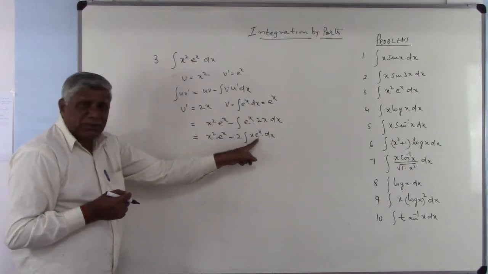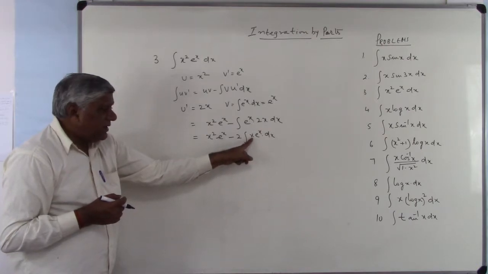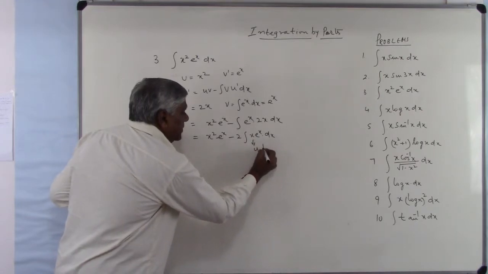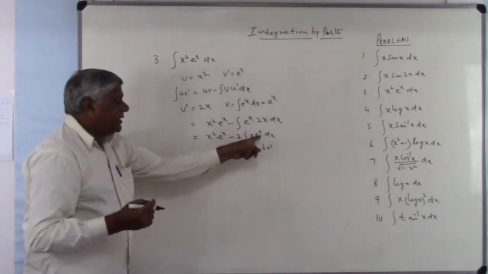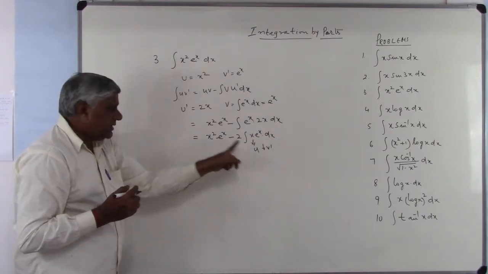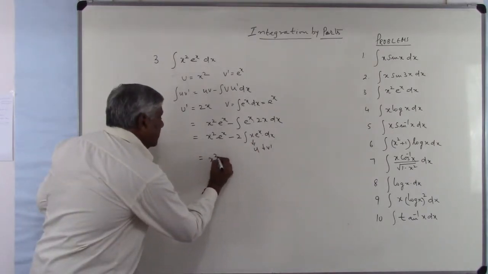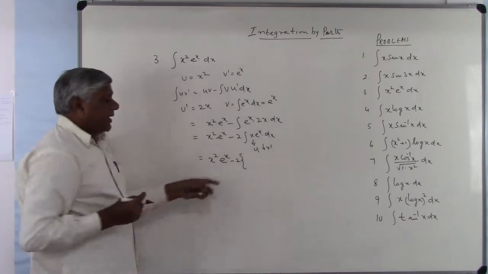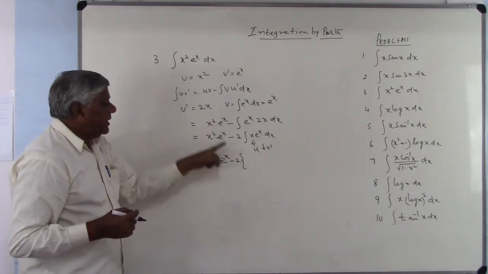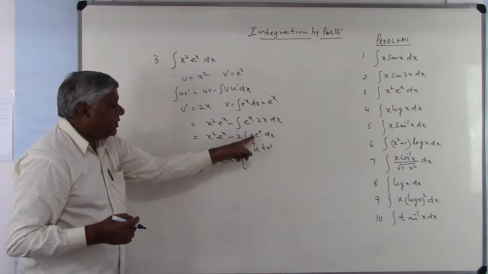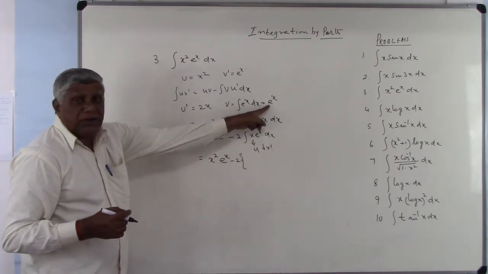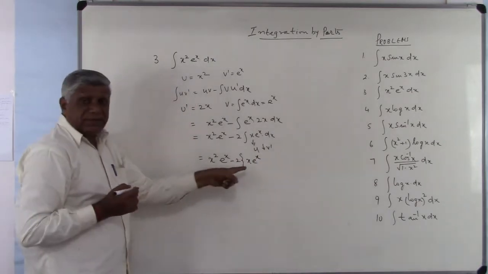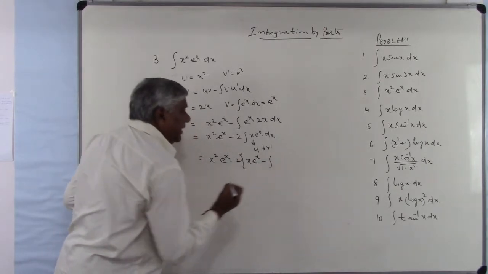See, algebra and exponential. So I have to take u as x, and e to the power of x as v dash. Therefore your problem becomes now x square e to the power of x minus 2. Now u is x, v dash is e to the power of x, so v is e to the power of x. It is written as x e to the power of x minus integral.